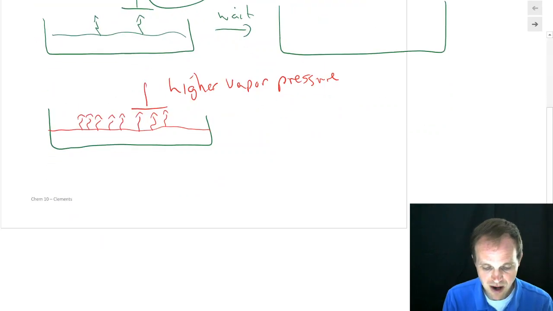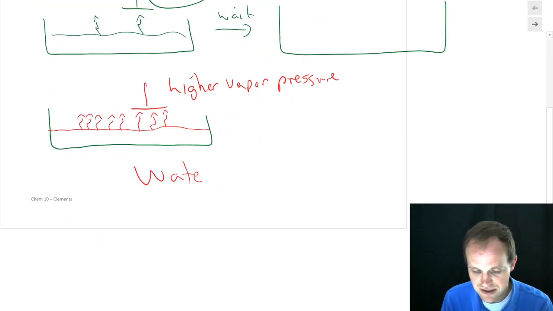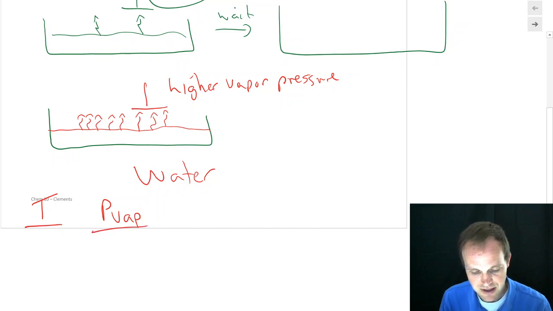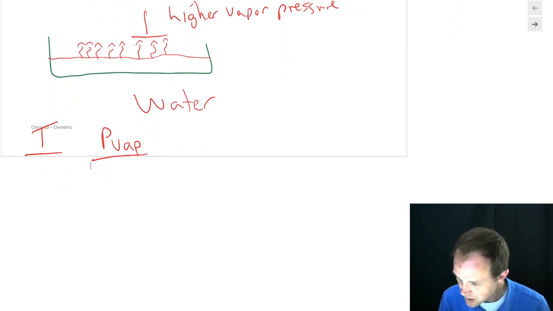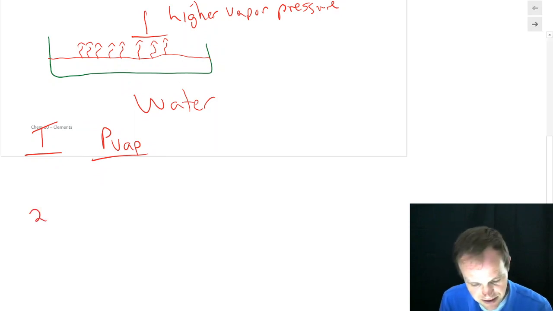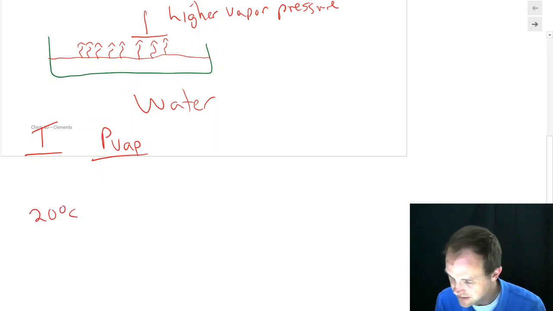In fact, for water, I'm going to give you a table here. You don't need to know this table or memorize this table, but let's look at the vapor pressure of water at various temperatures. We're going to start off at 20 degrees Celsius. At 20 degrees Celsius, the vapor pressure is 18 torr.